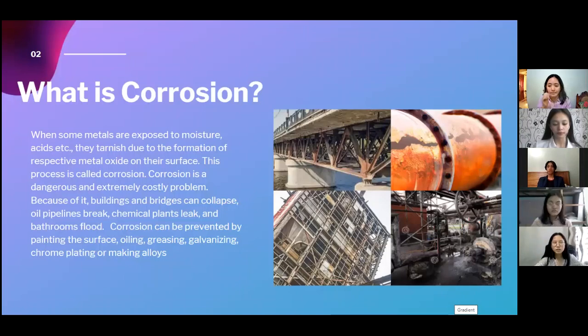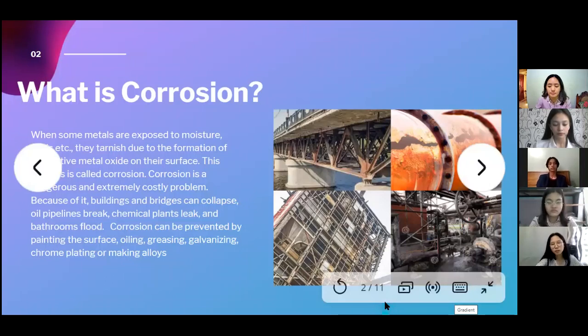Corrosion is a dangerous and extremely costly problem. Because of it, buildings and bridges can collapse, oil pipelines break, chemical plants leak, and bathrooms flood. Corroded electrical contacts can cause fires and other problems.